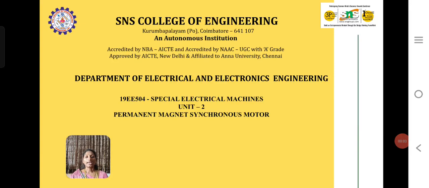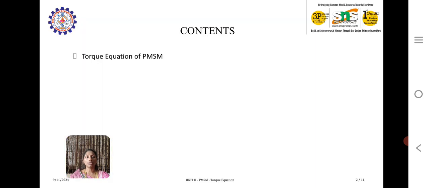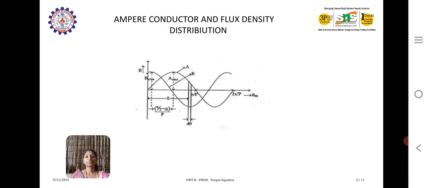Hello all, as a continuation of my lecture series in the subject special electrical machines. We have already discussed the construction, operation, working principle along with EMF and torque equations and also the controller part. Now we are going to derive the equation for torque. So the torque equation of PMSM is the topic which we are going to discuss now.